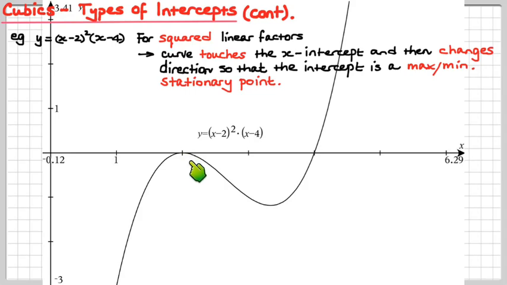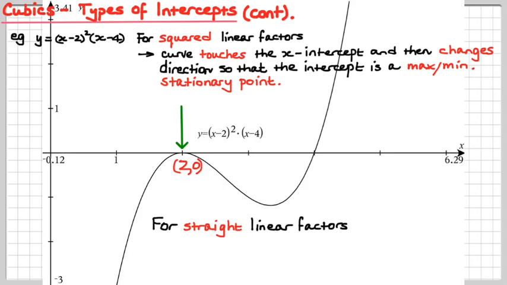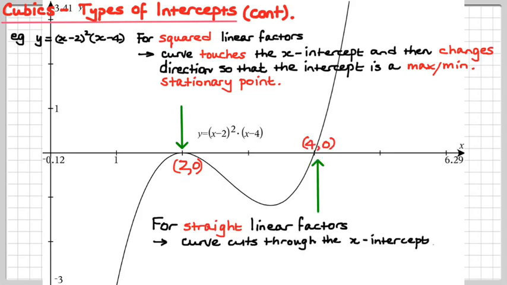And therefore, that point there becomes a local maximum or minimum, depending on the shape of the cubic. And where you have a straight linear factor, like the x minus 4, at x equals 4, it'll cut through. That's what a straight linear factor does, just cuts through the x-axis, yeah? So that's that one there. Straight linear factors cut through, and it does that there. Right? Got it? Yes. Good.